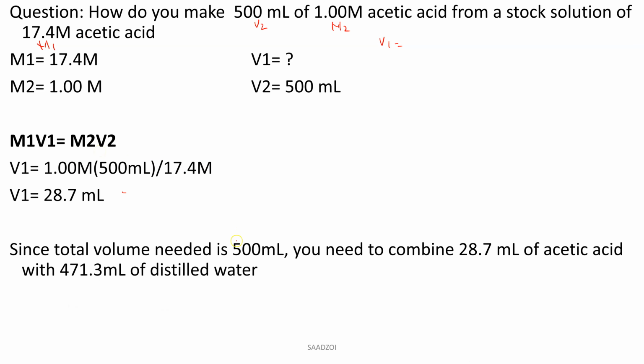Since the total volume you need is 500 milliliters, let's say you're using a volumetric flask, for example. You're going to take 28.7 milliliters of this acid. This is acetic acid, which is HC2H3O2. So you're going to use a graduated cylinder, measure that volume, and pour it in. And realistically, you shouldn't pour that in first. I should correct myself, because you always want to add acid to water, never water to acid.